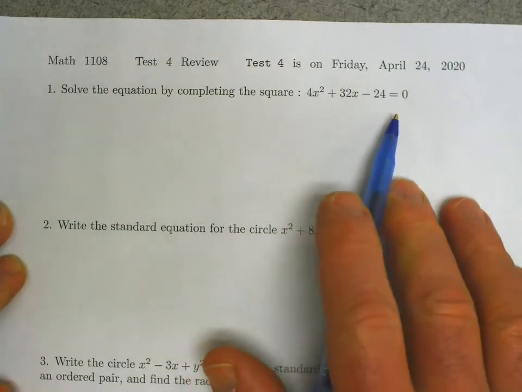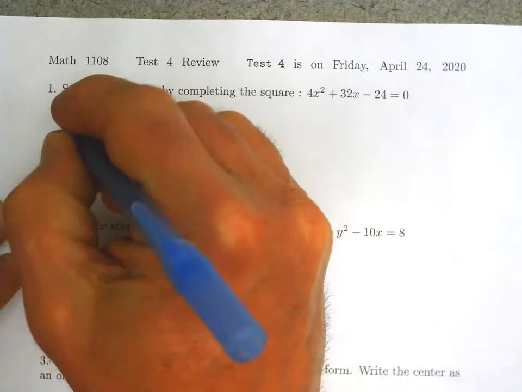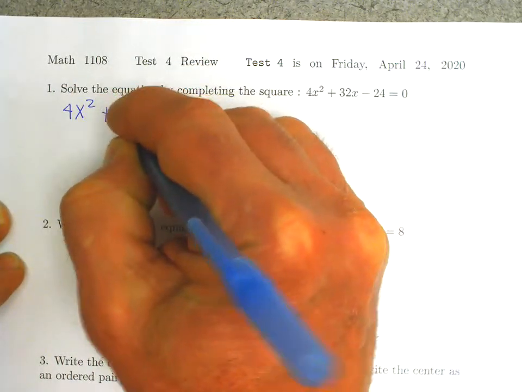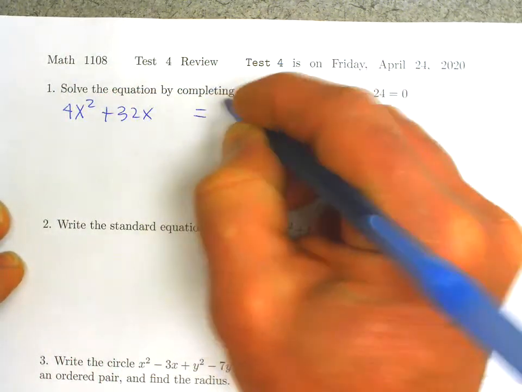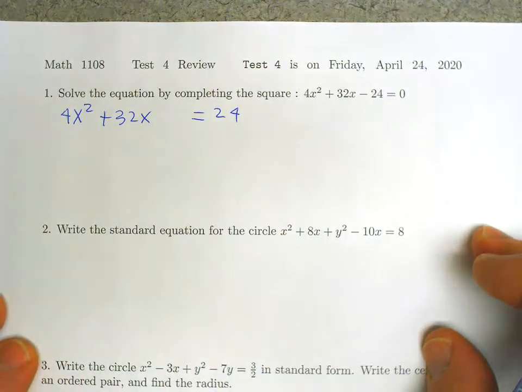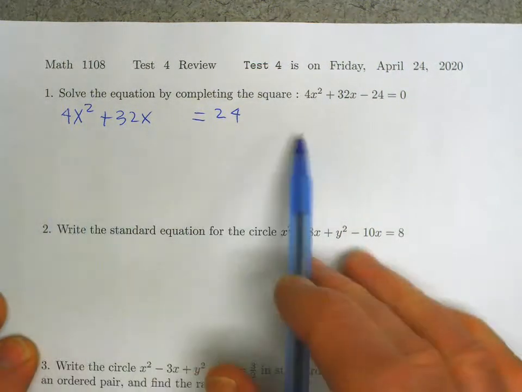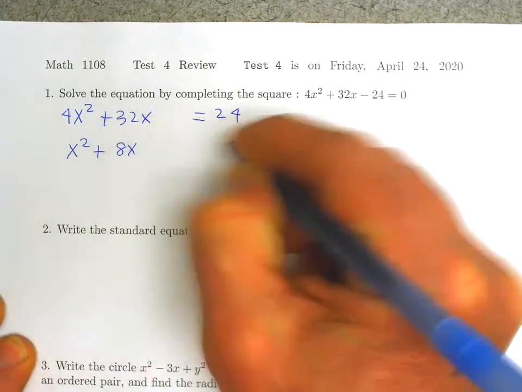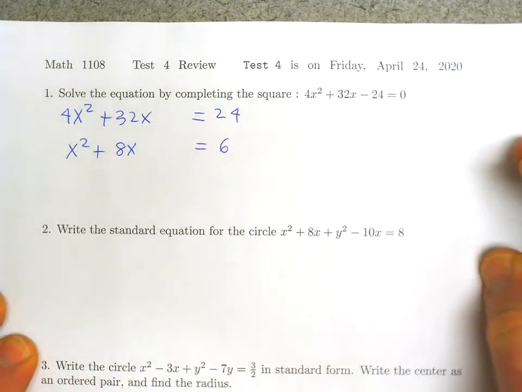So the first thing we can do is add 24 to both sides. So we get 4x squared plus 32x equals 24. And then we want to divide every term on both sides by 4. And we'll get x squared plus 8x equals 6.